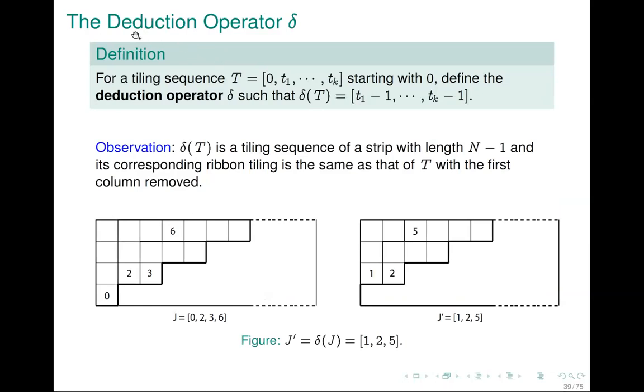And next I'll introduce another operator called delta. So questions? Okay, so let me keep going. This is called the deduction operator. So basically, if a sequence starts with 0, I just remove this 0 and everybody minus 1. So it's called the deduction operator. Okay. So for example, here, the deduction operator basically just removes the first column, and what's left is basically the same tiling. You just label it differently. Okay.